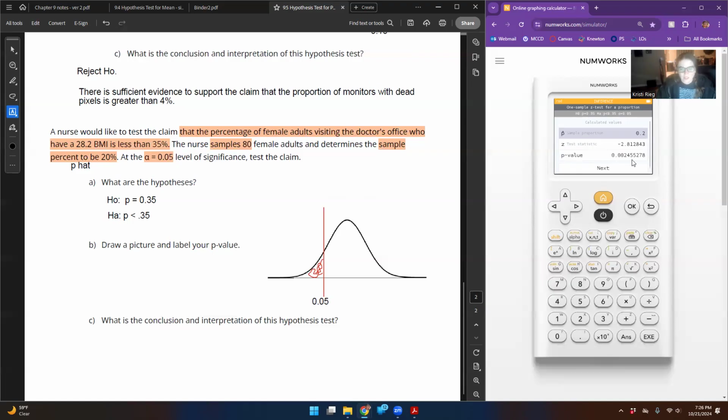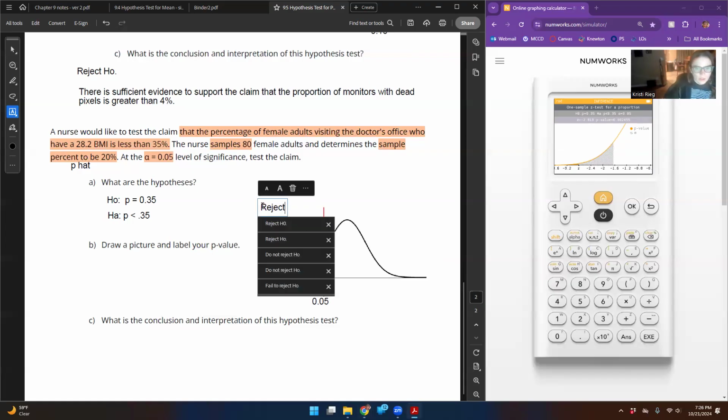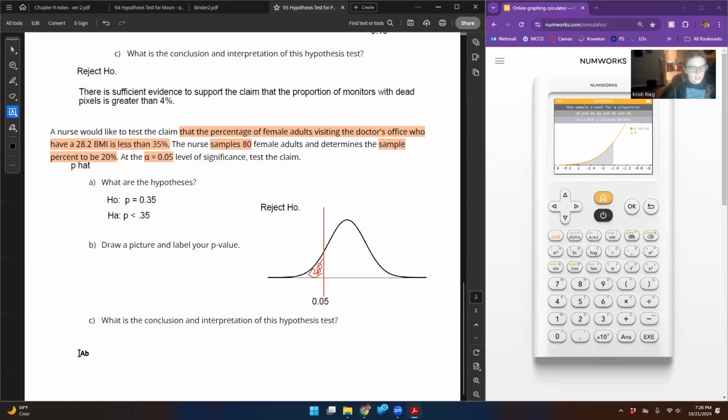Perfect. There's our P. Our P is super tiny. It's way less than alpha. So we are going to reject, but let's check it out. It's very tiny. Look at that. It's way over. It says up here Z was negative 2.8. So Z is over here, but our boundary line is over here. So we are going to reject the null. Lots of rejecting, but when we do not reject, that's when we put the not in the answer. So we reject the null.